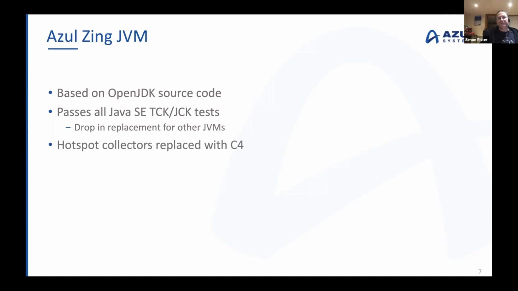In terms of what we've changed, we've gone to three different areas. The first of those is replacing all of the collectors in HotSpot with one that we call C4. And I'm going to talk through what we actually do with C4 and how it works in the next part of the presentation.